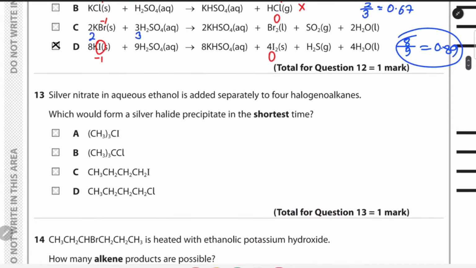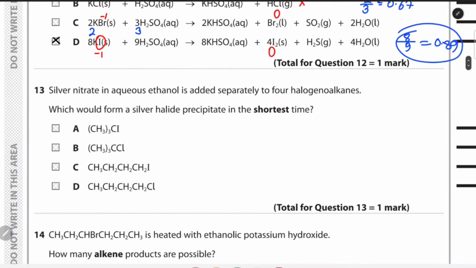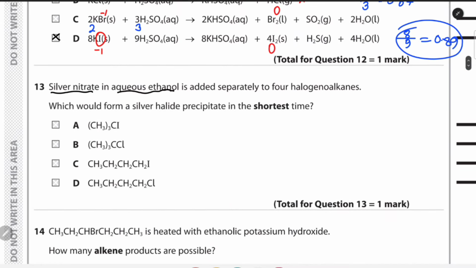Now in question 13, we have silver nitrate in aqueous ethanol added to separate halogenoalkanes. We have to find which would form a silver halide precipitate in the shortest time.